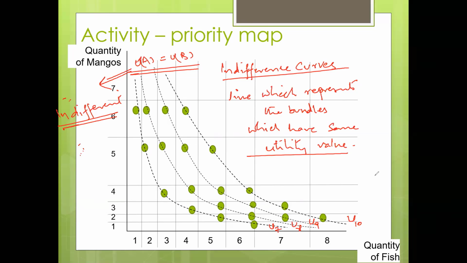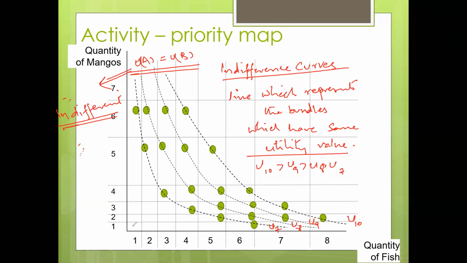So by the order of ordinal utility, we came to know that utility from 10 is greater than utility from 9, which is greater than utility from 8, which is greater than utility from 7. So what does it mean? That the above orbit has a bigger value, so it is better.